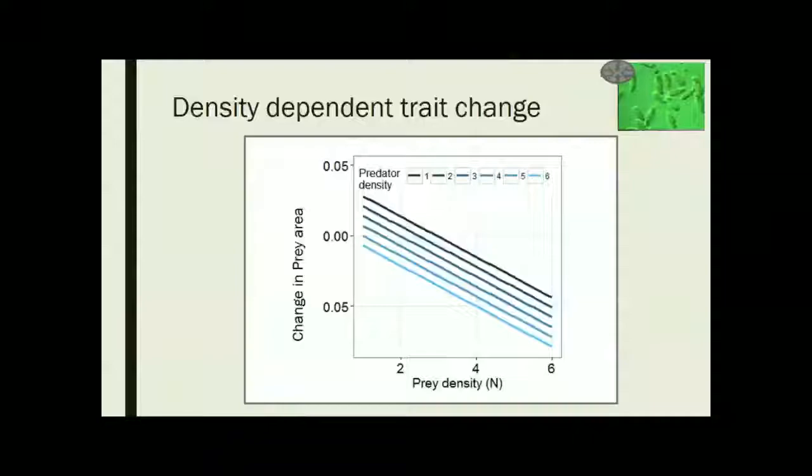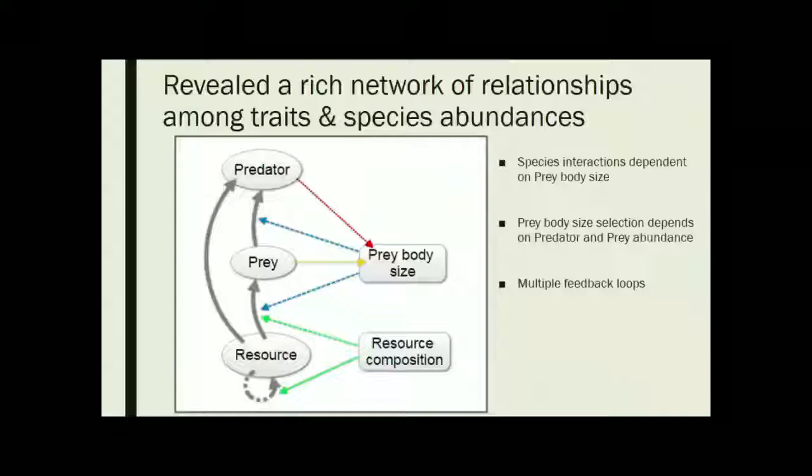So what can we conclude from this work and this modeling approach? Well, we've been able to reveal a rich network of relationships and trait abundance feedbacks. We've shown that the prey body size is affecting the interactions between the resource and the prey and the prey and the predator. We've also shown that the predator and the prey densities are affecting the prey body size. And so there are multiple feedback loops occurring here in the system and driving the sort of intricate dynamics that we see.